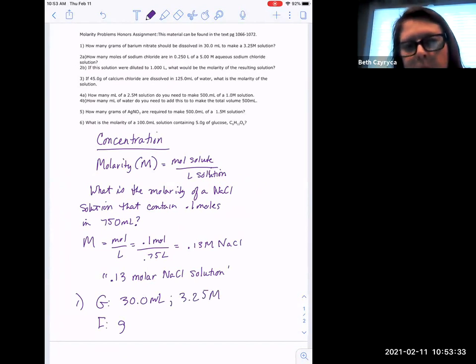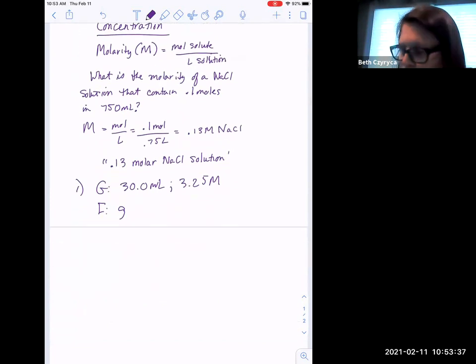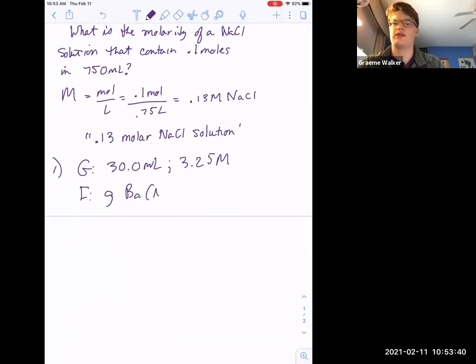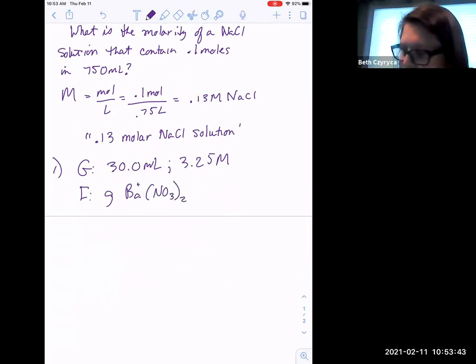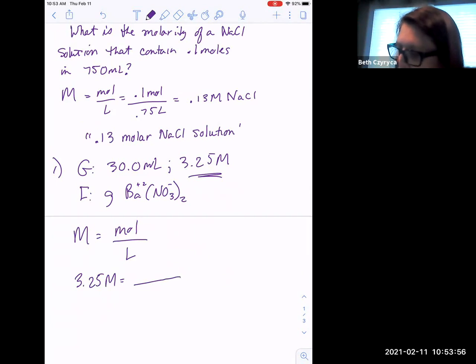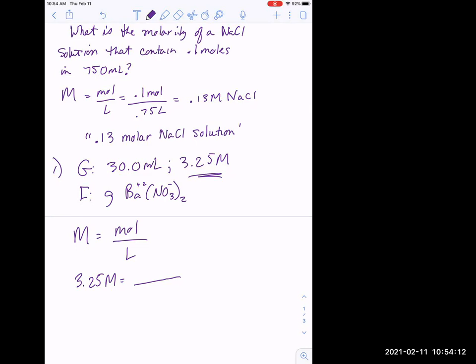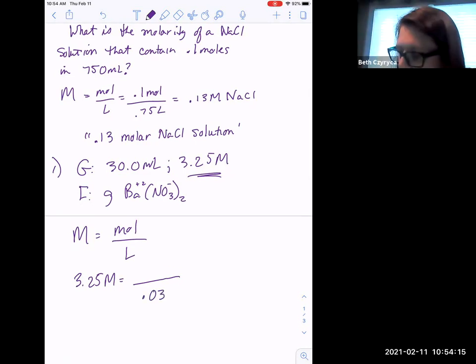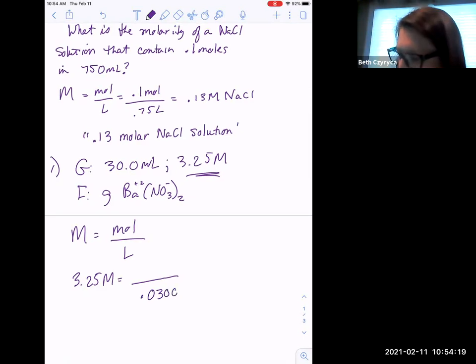All right, anybody have the formula for barium nitrate? Ba(NO3)2, with the two at the bottom. Yep. All right. So if this is our equation, we have the molarity. We don't have moles, and we're looking for grams. And we do have liters. How many liters? 0.03. So we've got 1, 2, 3 sig figs. So I'm going to keep the sig figs in there.